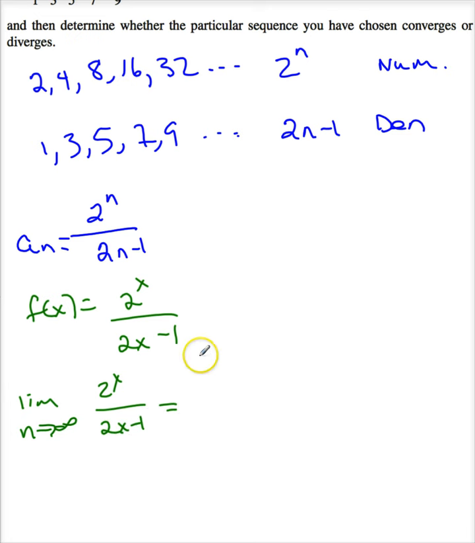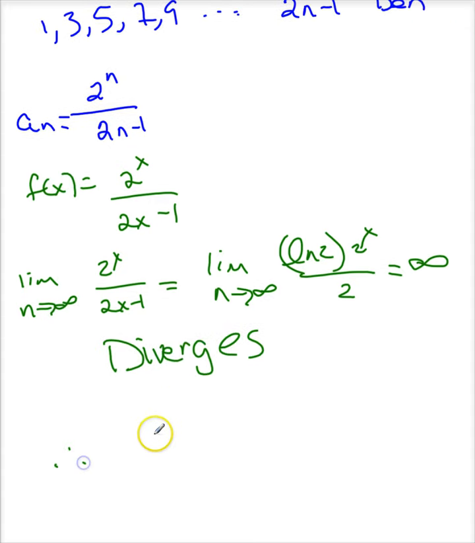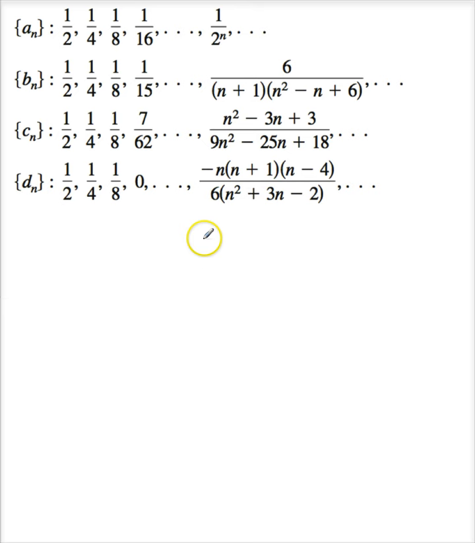Well, using L'Hopital, I can see that this is the same thing as the limit as n approaches infinity of the natural log of 2 times 2 to the x divided by 2, which is infinity. So this limit diverges. Okay, because this diverges, therefore the limit as n approaches infinity of a sub n is also infinity. So this sequence diverges.